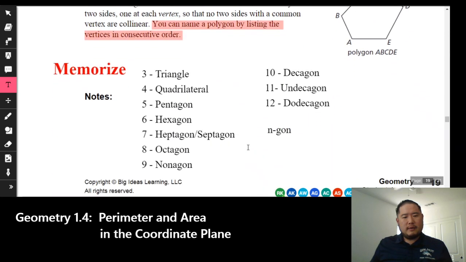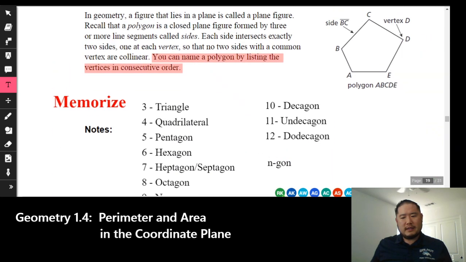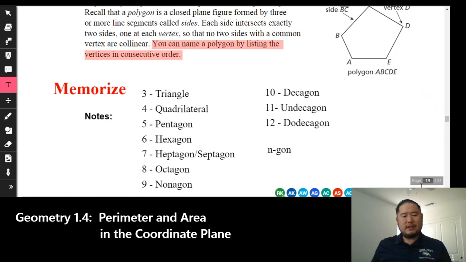The names of the polygons, up to 12, that you need to memorize are as follows: triangle, quadrilateral, pentagon, hexagon. For the 7-sided figure, it could either be a heptagon or a septagon. Okay, so both can be used interchangeably. A heptagon might be the more common one, but it all depends on the person's preference.